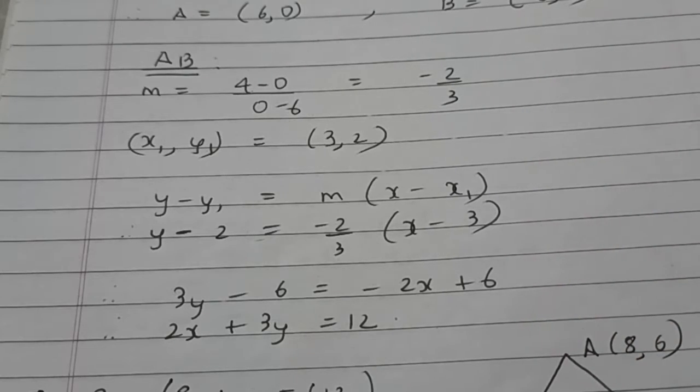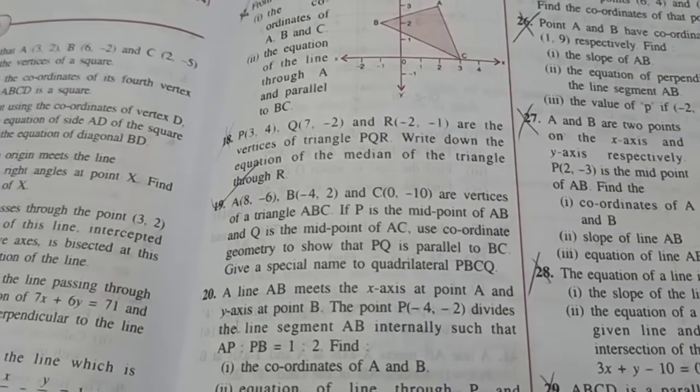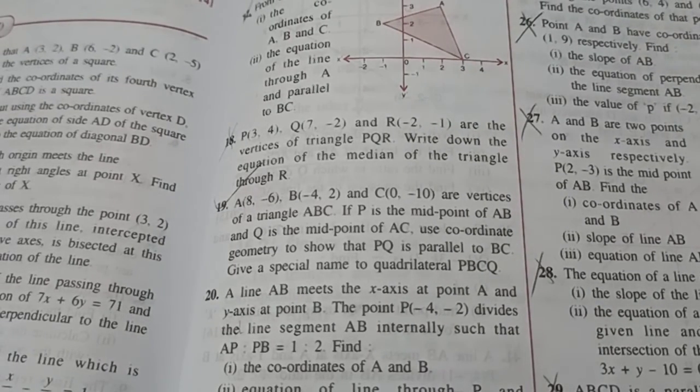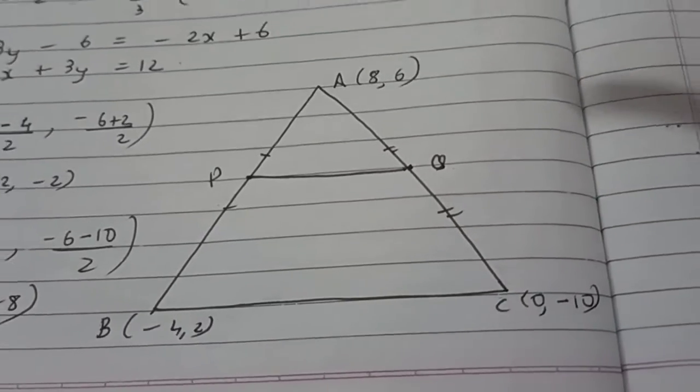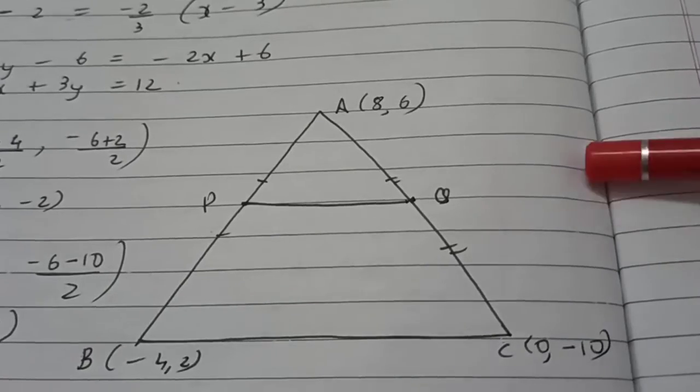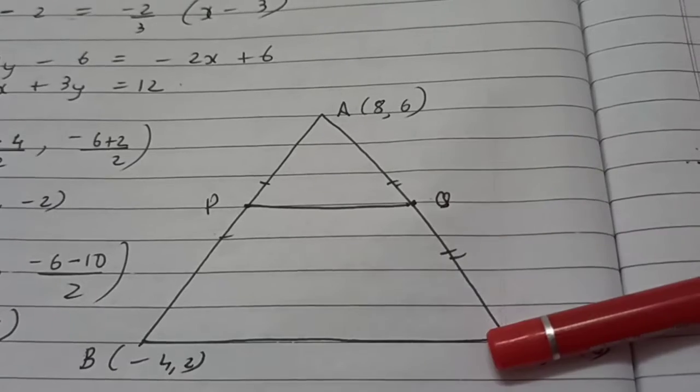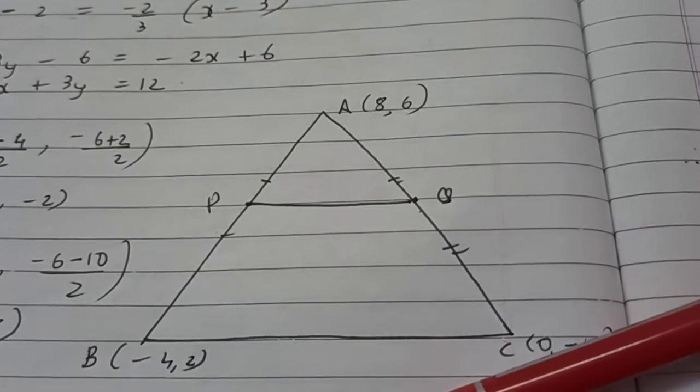Next, let's do the 19th sum. A, B and C are the vertices of a triangle and P is the midpoint of AB and Q is the midpoint of AC. Prove that PQ is parallel to BC. Now using geometry, we could have used various theorems, but here we have to use coordinate geometry. It's specified here. So how do we prove any two lines parallel in coordinate geometry? Well, we find the slope of PQ and then of BC, and if the slopes are equal, that means they are parallel to each other.